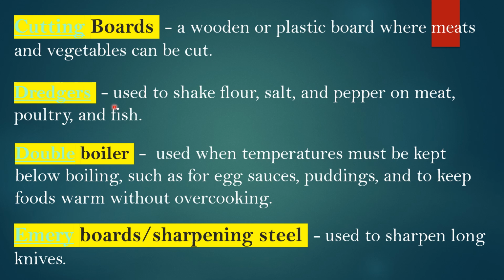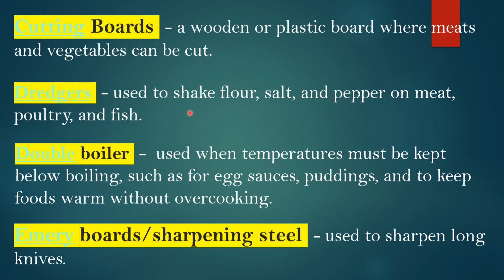Okay, dredgers. It is used to shake flour, salt, and pepper on meat, poultry, and fish. Okay, next naman is the double boiler. It is used when temperature must be kept below boiling, such as egg sauces, puddings, and to keep foods warm without overcooking. And then next naman is the emery boards or sharpening steel.